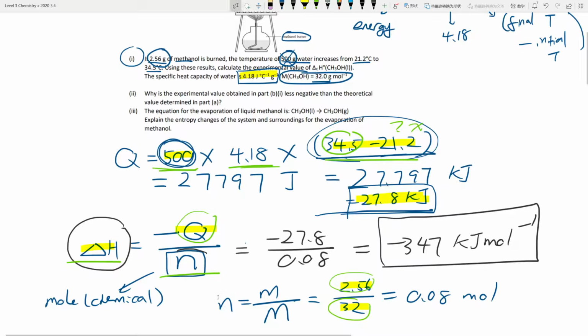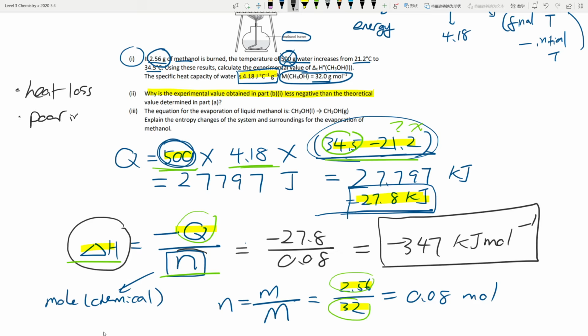Okay, so let's look at the next part. Again, this is very typical. Explain why this experimental value is much smaller, which is always the case, compared to the standard theoretical number. First thing first, you have heat loss. If you look at this equipment setup, it's very poor in terms of keeping the heat. You are going to lose heat to the surrounding environment, that's heat loss, poor insulation.